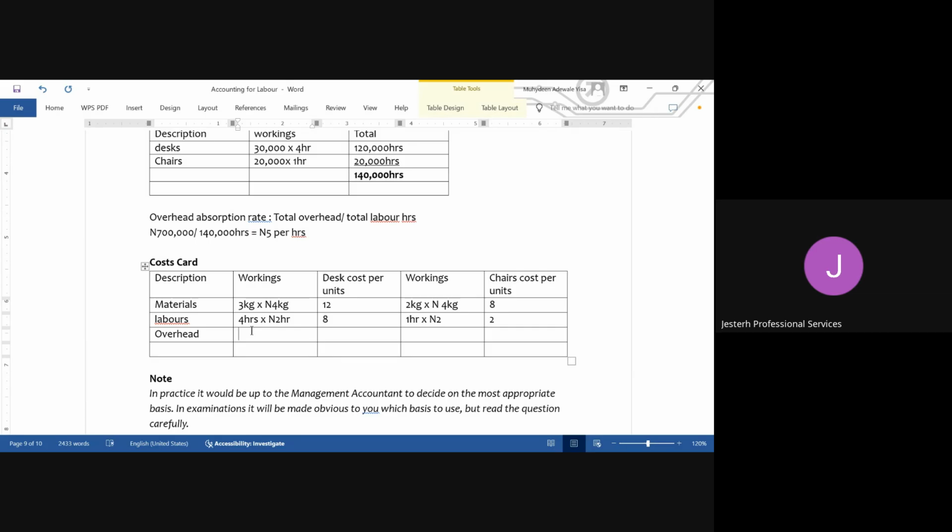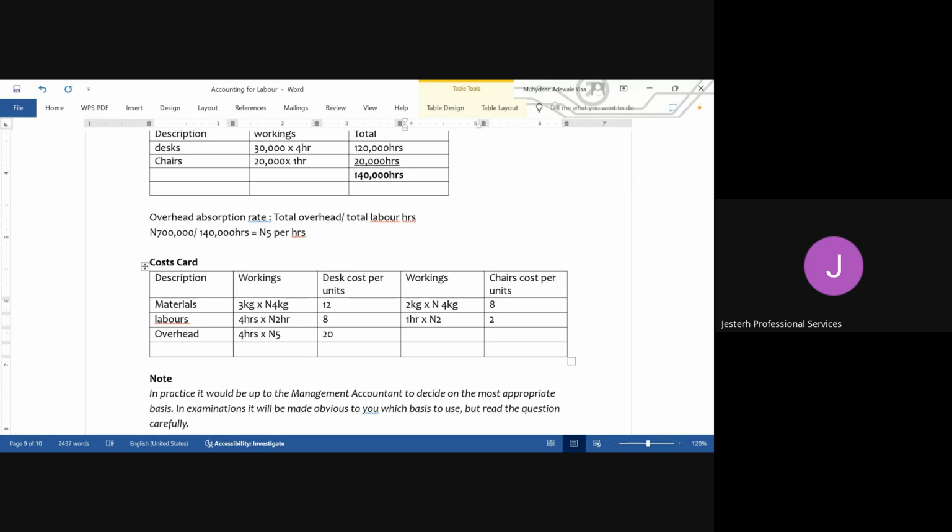Now, labor on desk needs to spend 4 hours, and our overhead absorption rate per unit is 5 naira, based on what we calculated earlier. Now you just put the 5 naira here. Then 4 multiplied by 5 will give us 20 naira. It means to produce each unit of desk, the overhead cost is 20 naira.